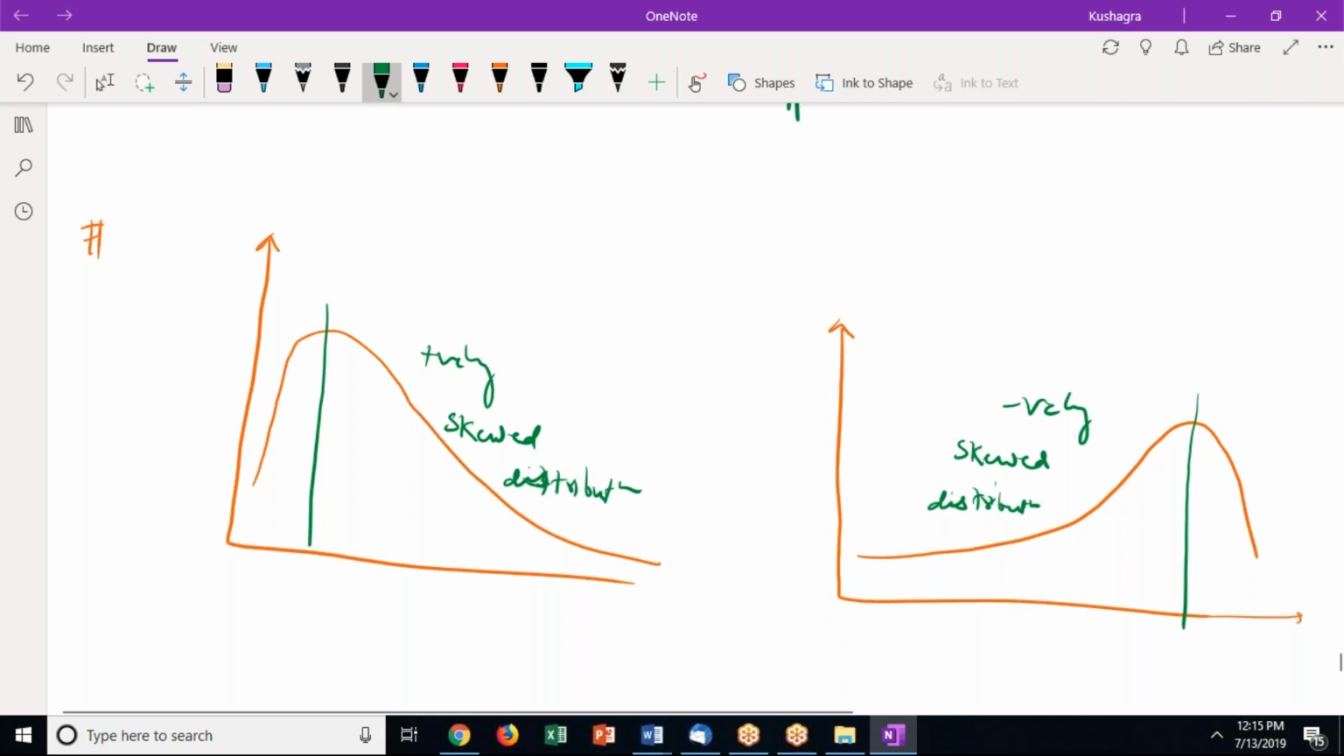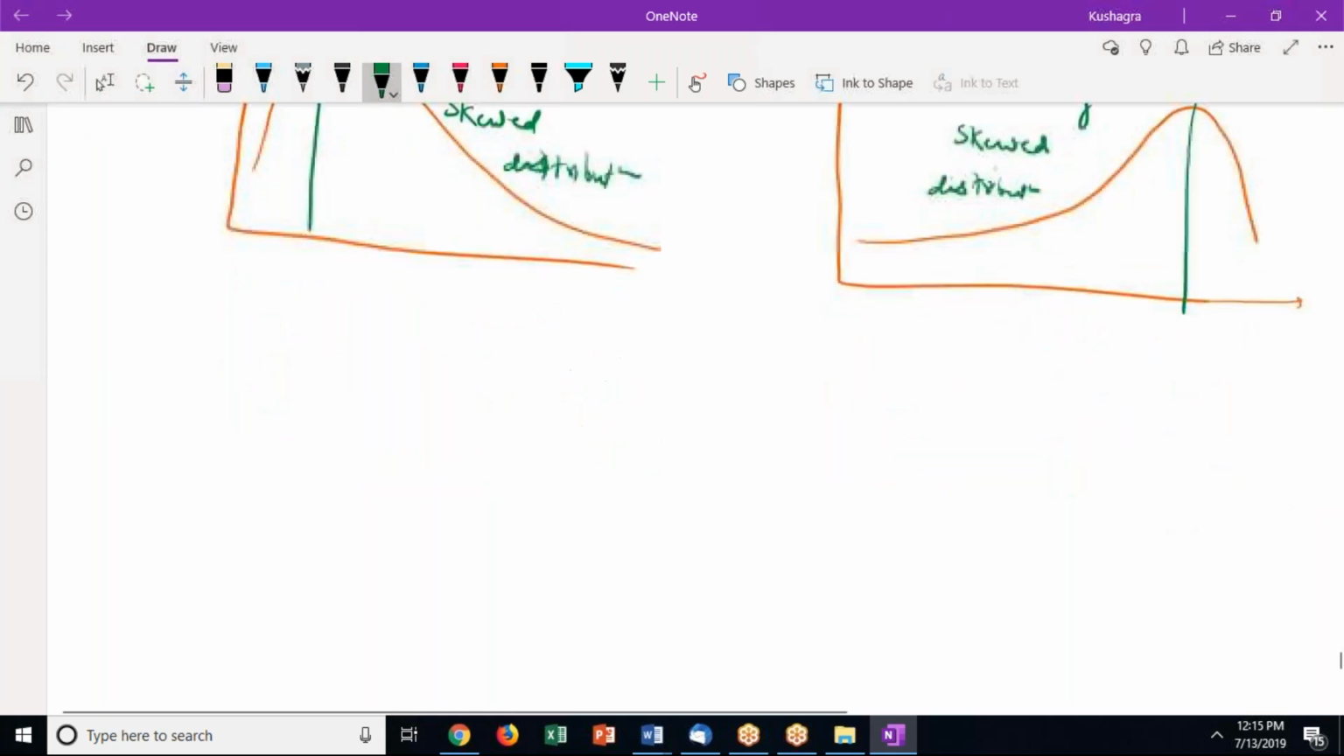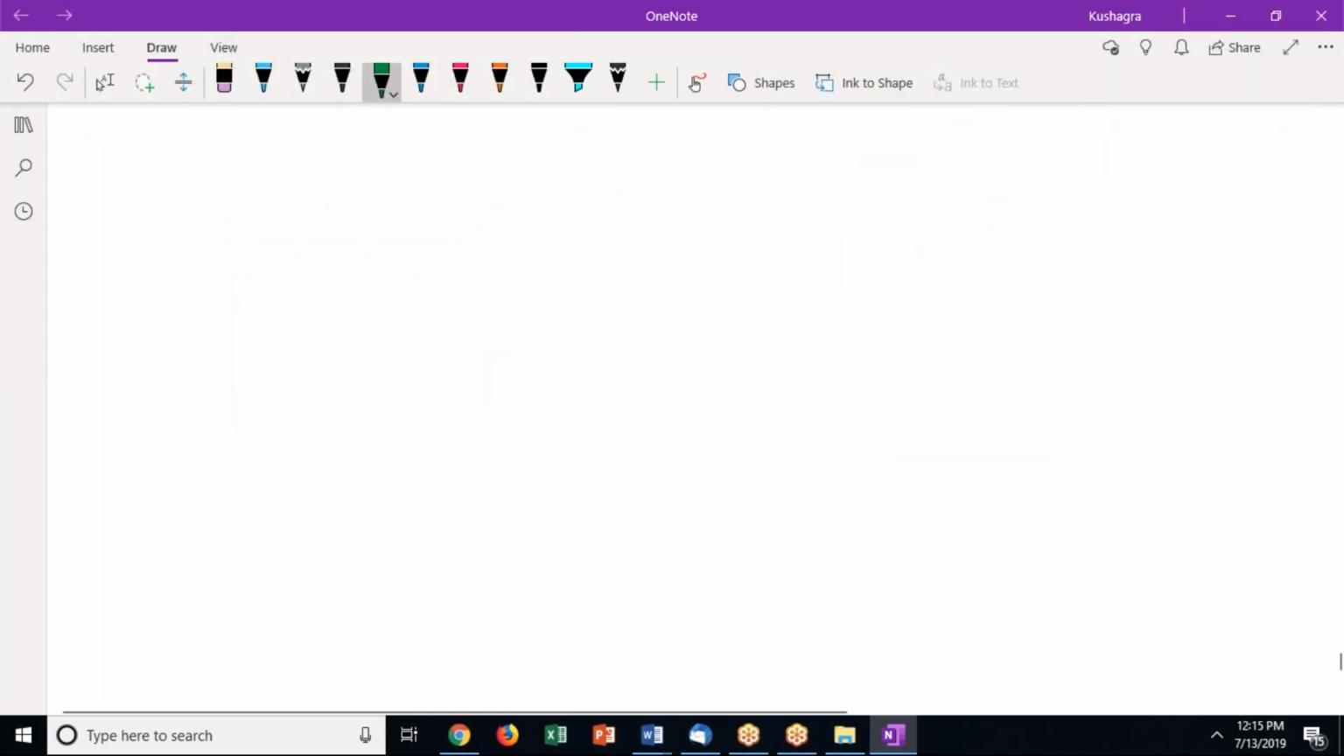Okay, this is a positively skewed distribution. This is a negatively skewed distribution. Now let's take a quick example of a positively and a negatively skewed distribution. Anybody who can think of a positively skewed distribution?